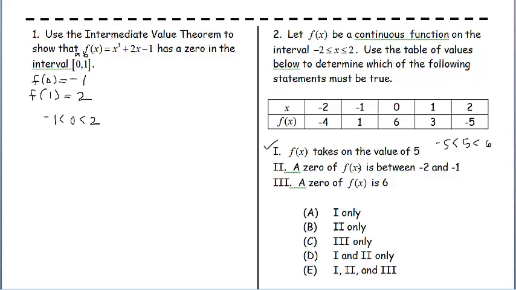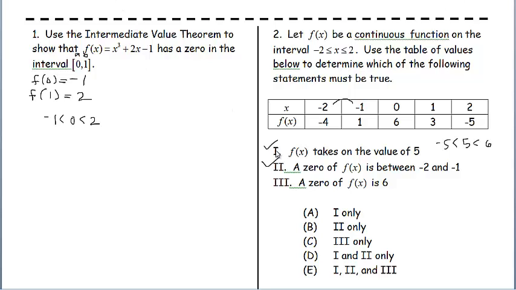All right, is there a zero of f of x, a y value of 0, between x = -2 and x = -1? We need to look at the table, look at the x-coordinate of -2, look at the x-coordinate of -1, and look at the y values. Because y goes from -4 to +1, we are going to have to go through all the numbers between those two, so that would take us through y equals 0. So that one's true also.